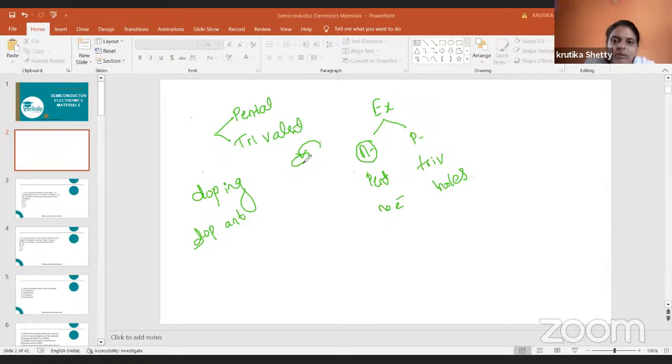So we can look at some examples here. If you consider the trivalent, indium is the example, aluminum is the example, right? Similarly, for pentavalent we can take arsenic and so on as examples here. This is about the p-type and n-type material. Okay, now let us go for the next concept.